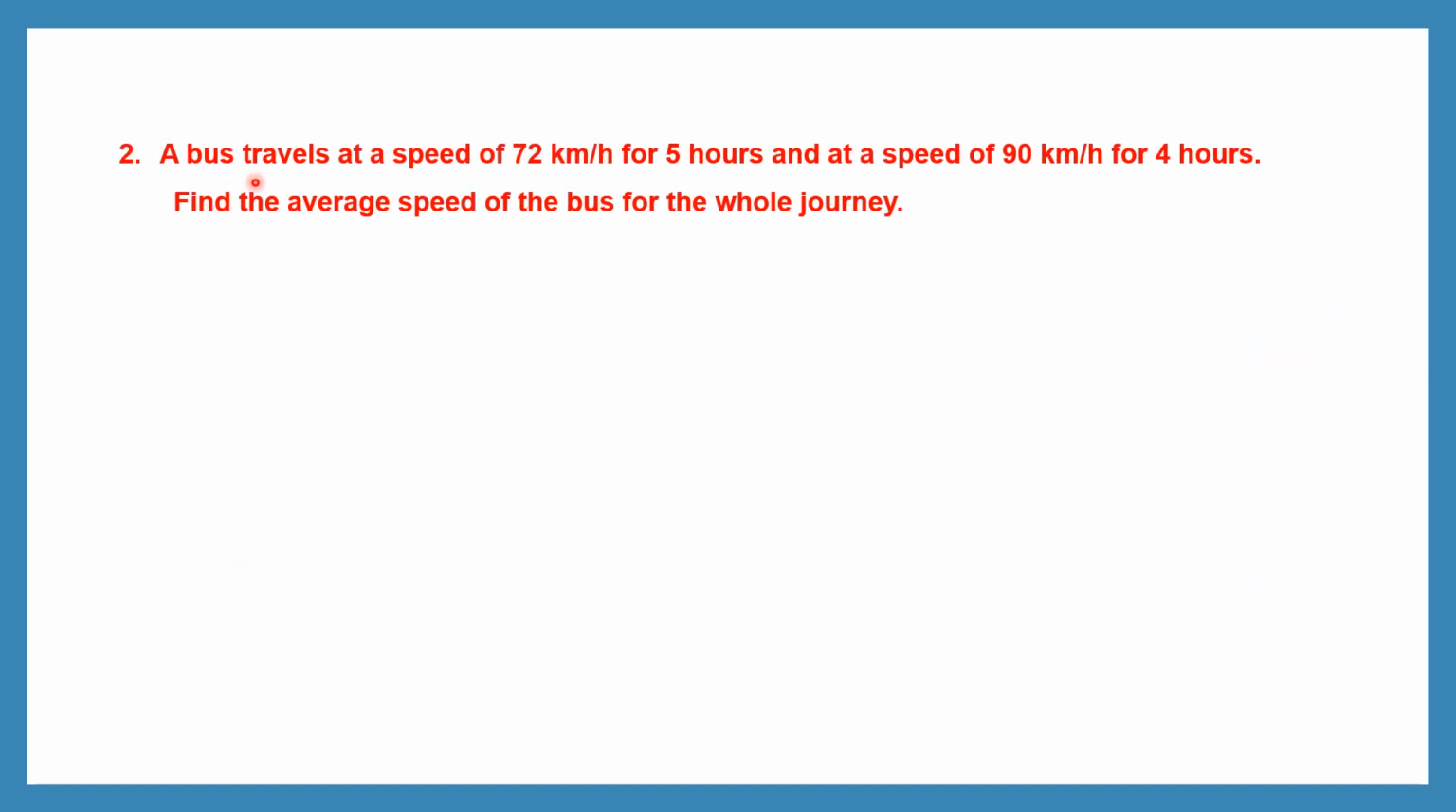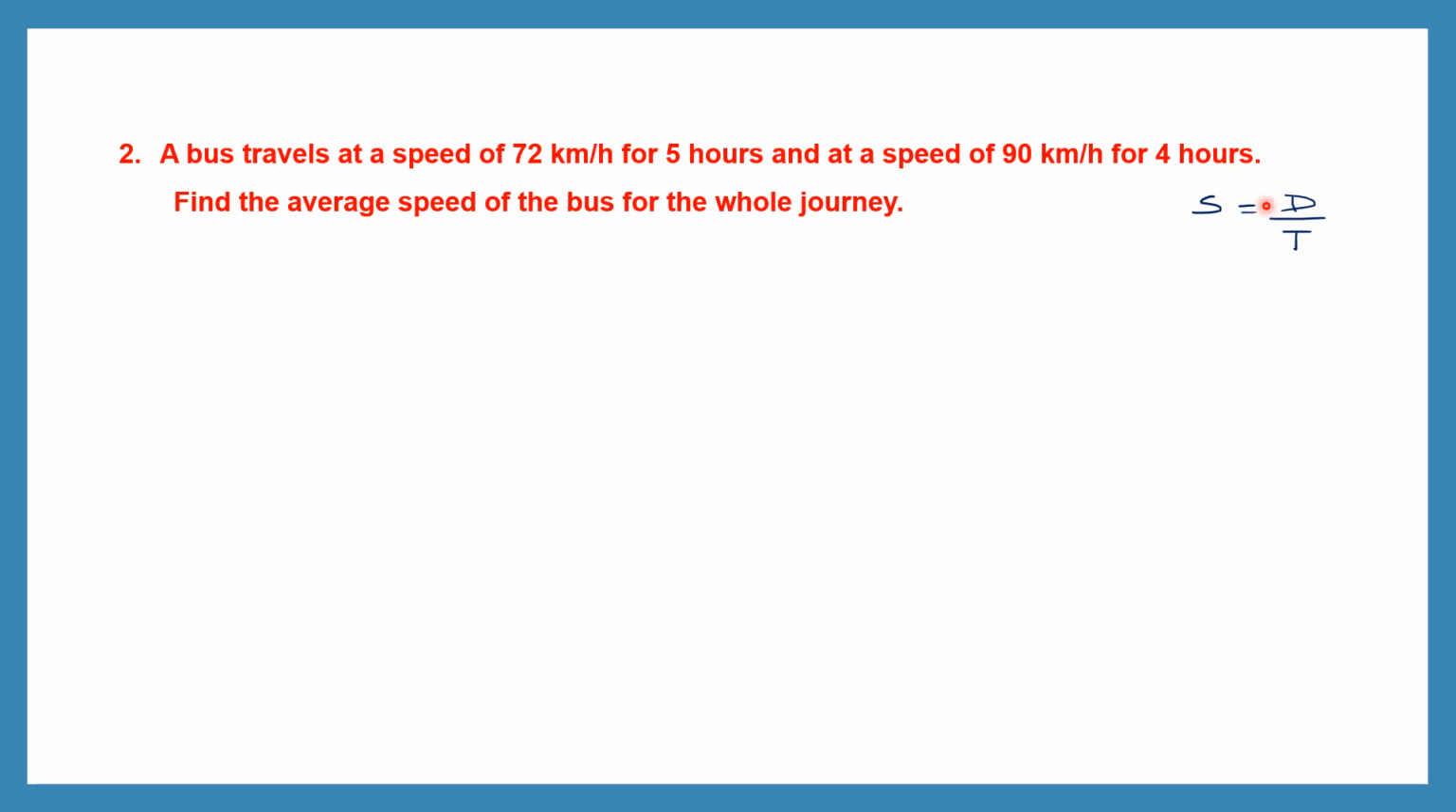Question 2. A bus travels at a speed of 72 kilometers per hour for 5 hours and at a speed of 90 kilometers per hour for 4 hours. Now we have to find the average speed here also. Remember, to find speed, we need to know distance by time. So we have to see if distance is given and if time is given. If you notice, distance is not given. Speed is given to us, time is given to us. Here also speed and time, but distance is not given. So we need to first find the distance.